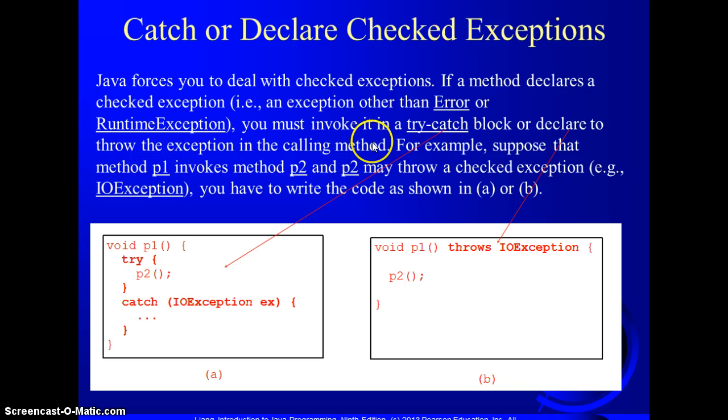For example, suppose that method P1 invokes method P2, and P2 may throw a checked exception. I think this has to say P2. P2 throws and you invoke P2. So there's a typo here.